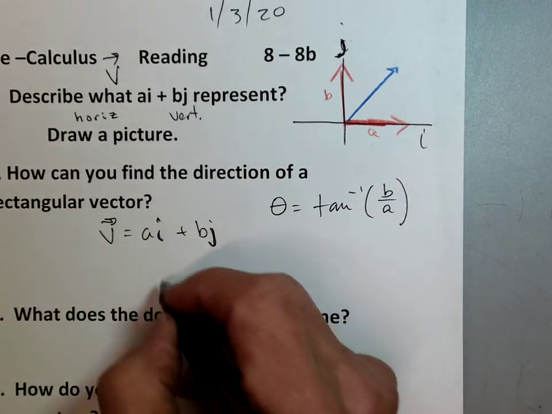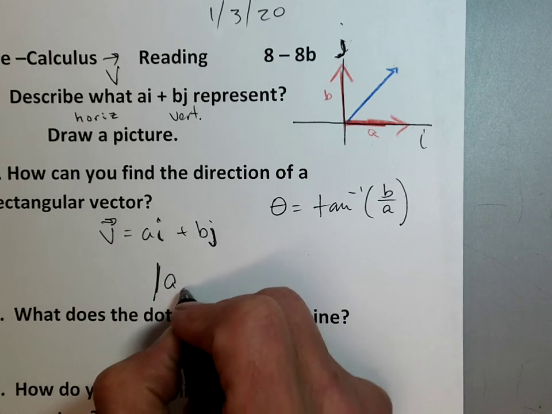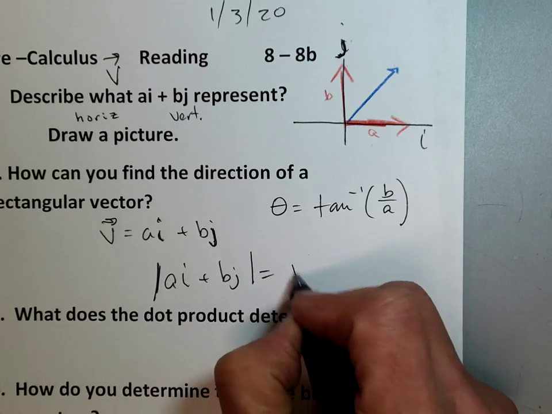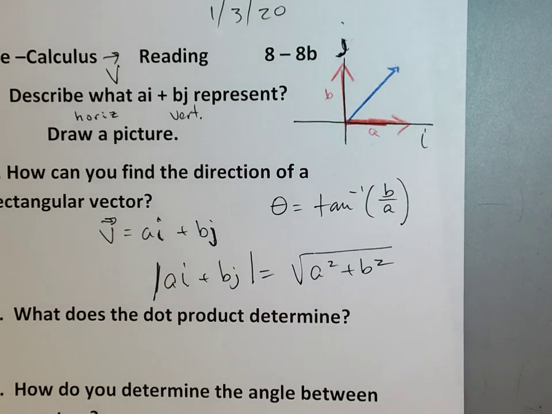Yep. And now the magnitude of Ai plus Bj is still going to be the square root of A squared plus B squared. The magnitude is the length, right? I mean, it should make sense. Just new ways to look at it. So that's the force. The magnitude is the force, or the speed, right?